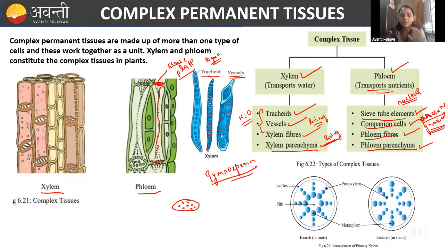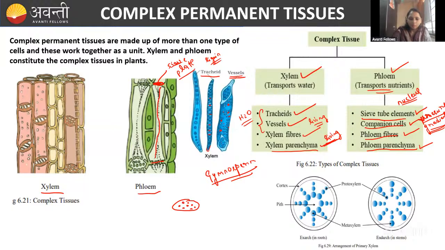This is commercially used for hemp. You can see hemp, right? Hemp and all such things are made using the phloem fiber. Then coming to the phloem parenchyma, mainly it is helpful in the storage of food. Remember this. I think you understood about the xylem and the phloem.